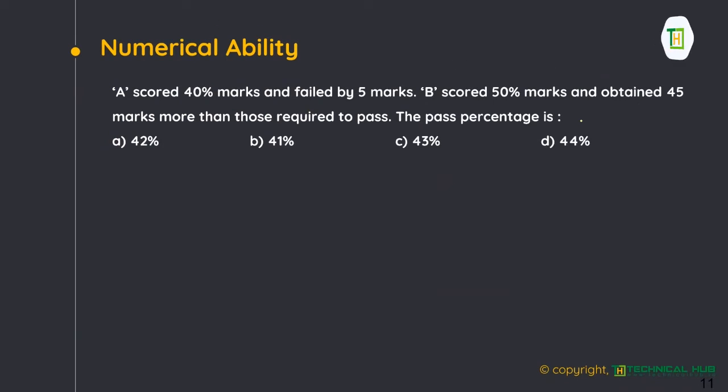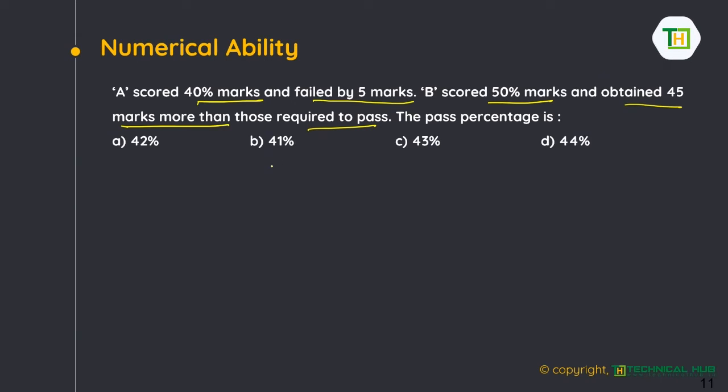Next question. A scored 40 percentage marks and failed by 5 marks. And B scored 50 percentage marks and obtained 45 marks more than the required to pass. So the pass percentage is asked here.